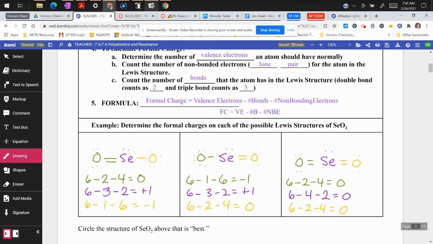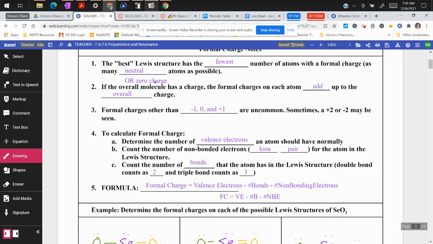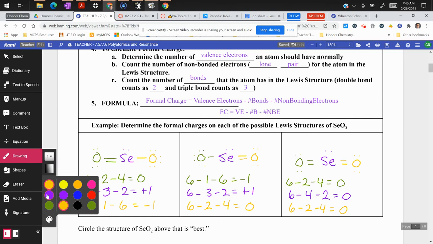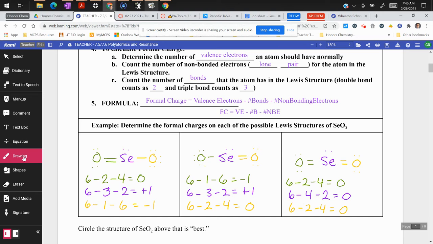So circle the structure of SeO2 that is the best. Well, remember it says the best one is the one with the fewest number of atoms with the formal charge, so as many neutral or 0 charge as possible. These structures that we drew first are still valid structures, but they are not the best structure because they don't have all of the atoms as a 0 formal charge. So this structure that we drew, even though it has an expanded octet and breaks the octet rule in that regard, is a better structure because the formal charge is 0.